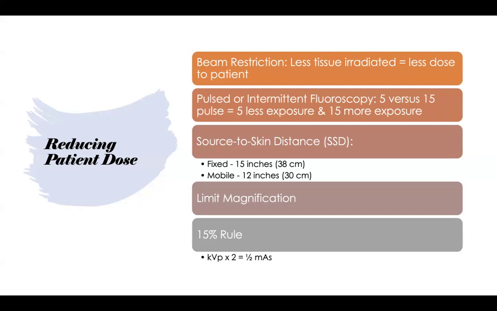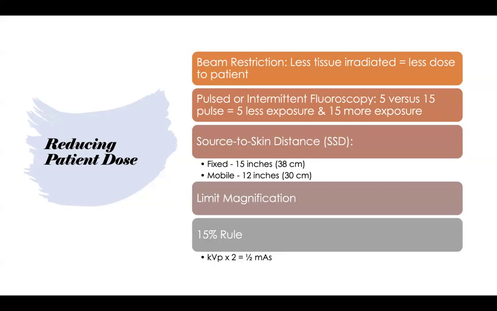So pulsed or intermittent fluoroscopy. This is when the radiation beam is turned on and off by the person operating the fluoro machine, and they can really set the rate. So they hit the fluoro, it will go for a couple of seconds and then they can take their foot off of it. But in that time, it's either pulsed at 30, 15, or 7.5.